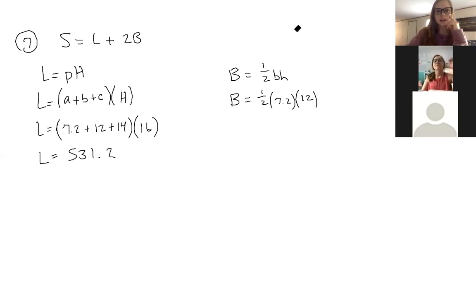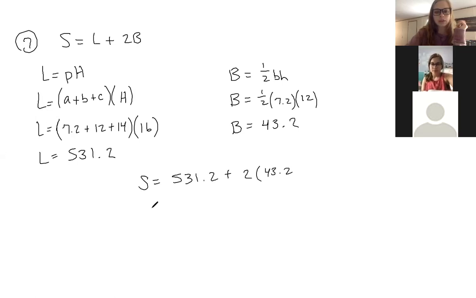All right, so now let's just solve. 1/2 times 12 is 6. 6 times 7.2, that's going to give you an area of 43.2. Now let's plug that into my formula. The lateral surface area plus 2 times the area of the base. We would get a total area of 617.6 square centimeters. Any questions on number 7?